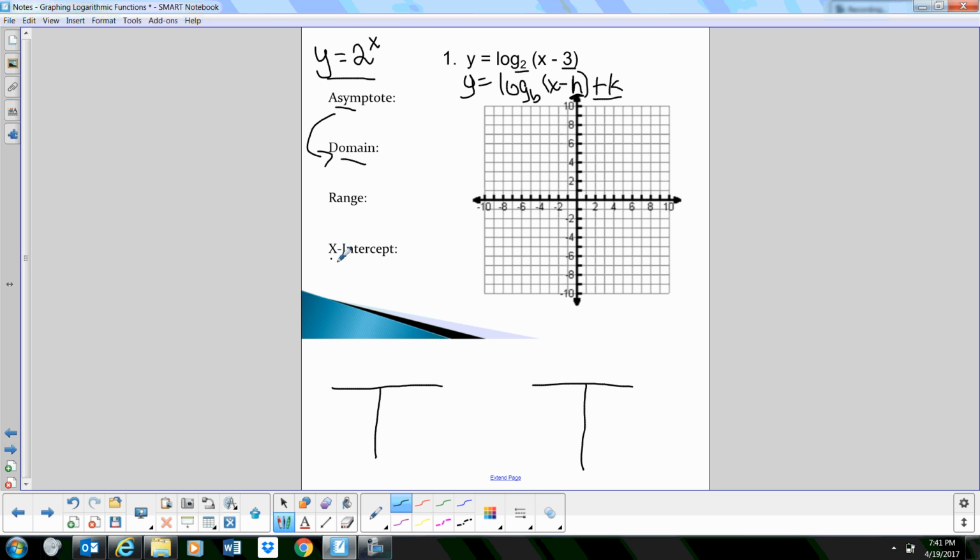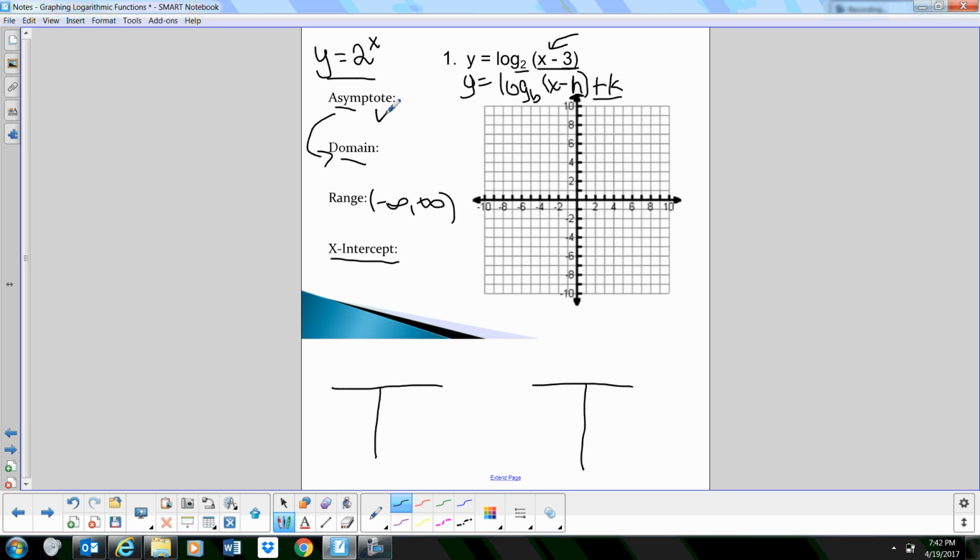And then our x-intercept. Sometimes we're going to have a y-intercept depending on where our asymptote is, but we will definitely have an x-intercept, because we know the range is from negative infinity to positive infinity. It's all real numbers. Okay, so let's see if we can figure out where this asymptote is. Where does the graph start? What makes this portion of the logarithm function 0? Well, we know it's 3.